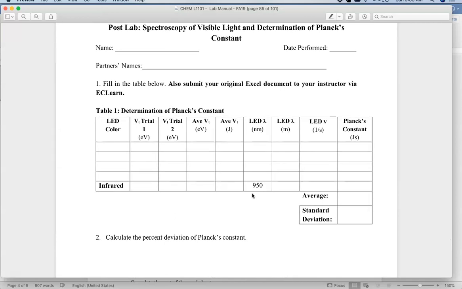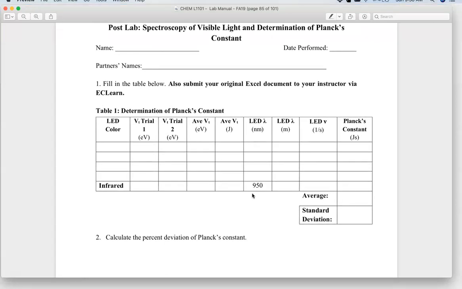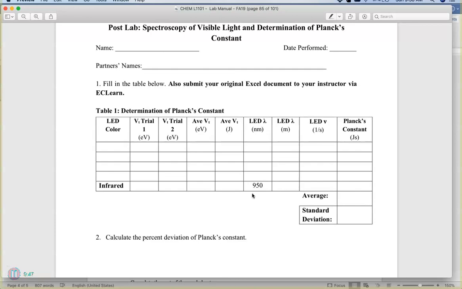So we'll ultimately be filling in this table. You can already see where I'm going to need voltage. We said we're going to get that information from the voltmeter. And we're also going to need wavelength, and that's going to be coming from part A, or from the spectroscope.